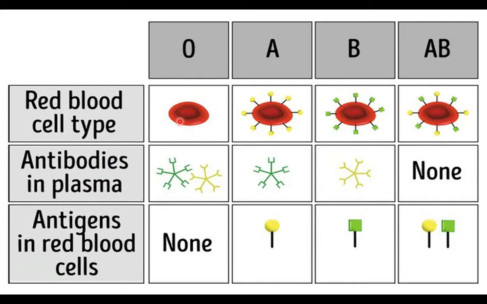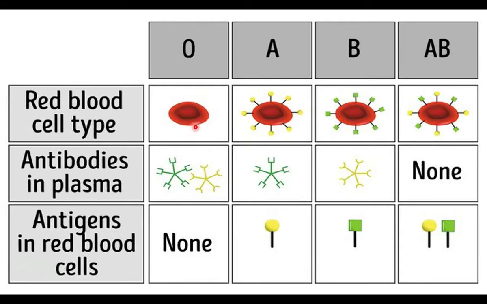Antibodies in plasma. If no antigen is present, antibodies against A and B are present in the plasma. O blood group has no antigen, so both antibodies are present in the plasma. A blood group has A antigen, so B antibody is present. B blood group has B antigen on the surface, so plasma has A antibody. AB blood group individuals have both A and B antigens on the surface of RBC, so the plasma has no antibody. If antigen is present, the antibody will be absent. If no antigen, both antibodies are present.